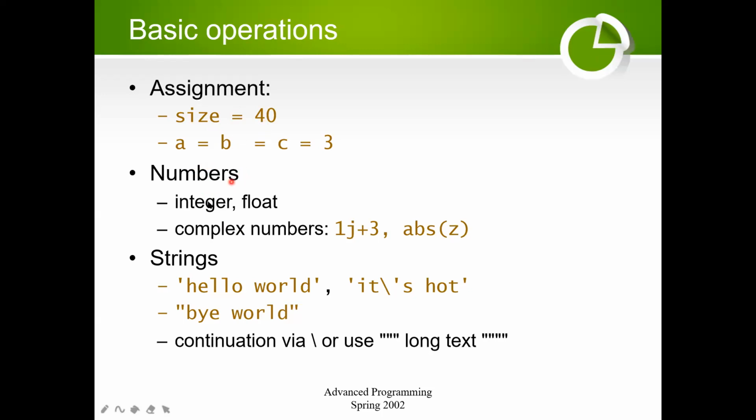And for the numbers, I have declared integer, float, and complex numbers like i, j, where i squared equals -1. So here I have declared 1j plus 3 and abs of j. And for strings, I have declared them in quotation marks: hello world, bye world. So this is a continuation of a longer text, and this is called strings. This is called numbers. This is called assignment. Those are small examples.